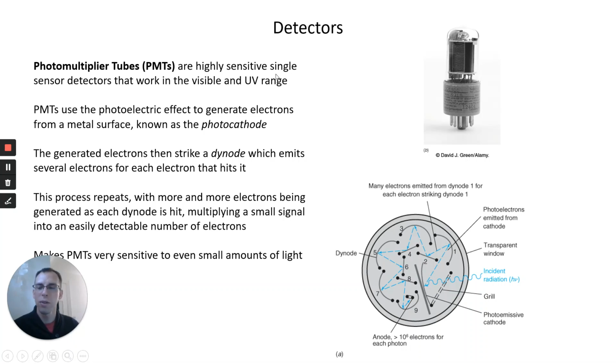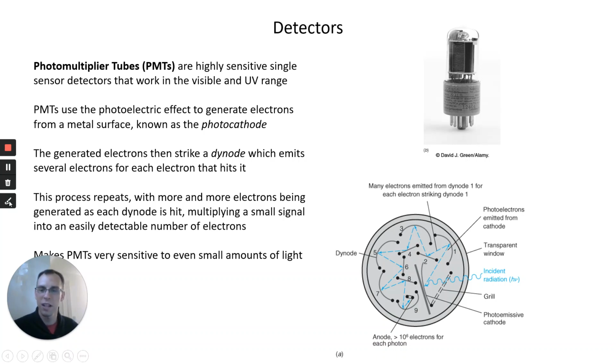So we'll start with a couple of examples of single array detectors. The first one we'll talk about is a photomultiplier tube. I've had the chance to use these types of detectors when I was a postdoc at Emory University. I was working on UV-visible spectroscopy using lasers there. And PMTs are great because they're very sensitive.